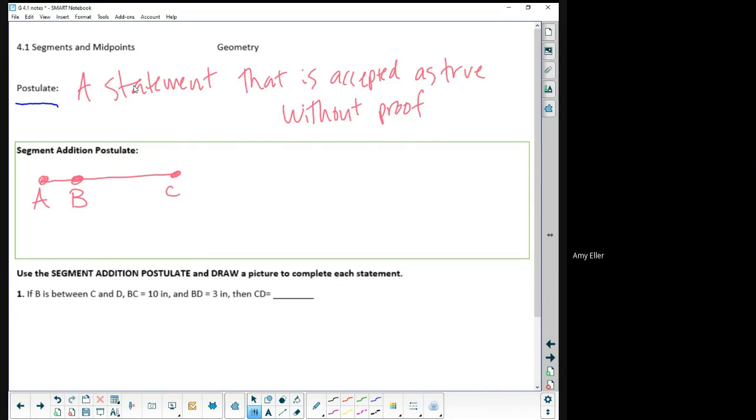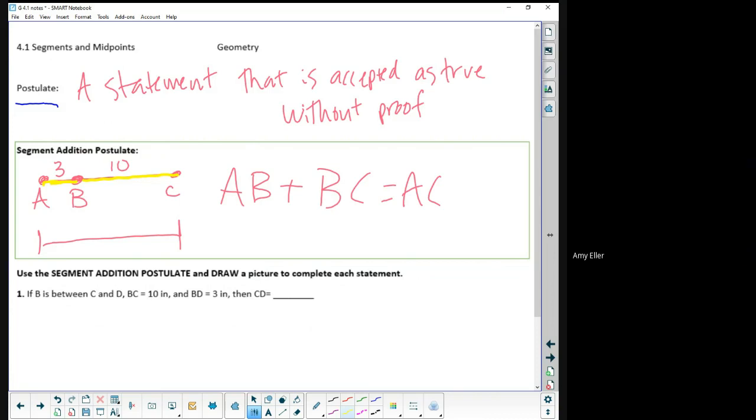Segment addition postulate says this: AB plus BC equals, any guess? AC. That's the segment addition postulate. Very basic. So if I were to give you numbers like this is 3 and this is 10, what would AC be? 13. Yeah, very, very easy.